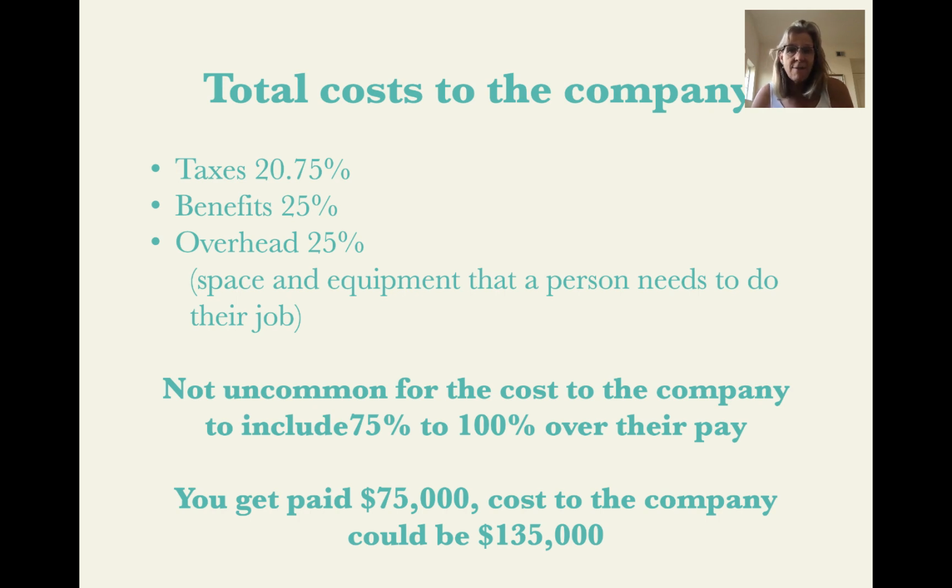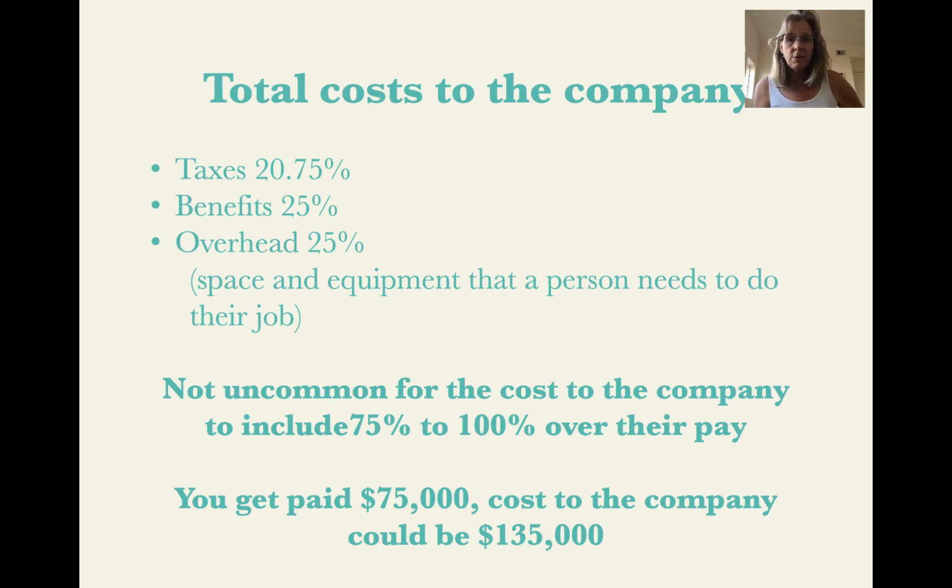In addition, they have overhead costs. If you think about what they have to provide you as an employee, they provide you an office space, equipment, the whole building, so everything associated with you working, and it's not uncommon for that to be another 25%. So we can imagine that between your salary plus up to 100% is actually the cost to the company. So if you get paid $75,000, it could cost the company up to $150,000.